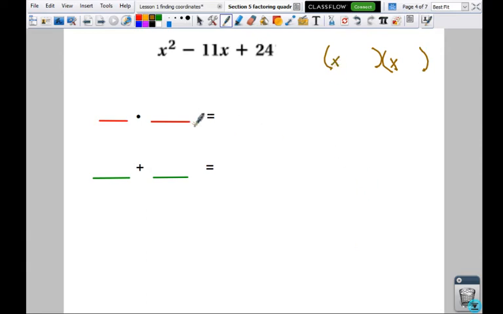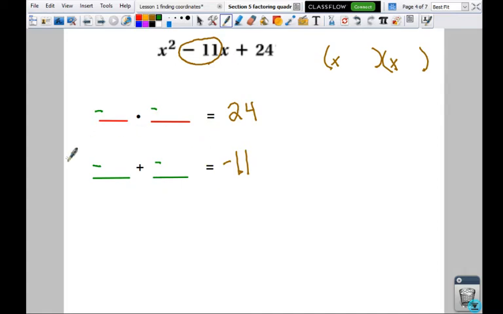And I want to know what times what is 24. And the number in the middle, we've got to be careful. It's not just 11, it's negative 11. So we need two numbers that multiply to be a positive, but add to be a negative. So both numbers are going to be negative. Negative times a negative is a positive. Negative plus a negative is a negative. So I'm going to put negative signs here just to help me remember that both are going to be negative.